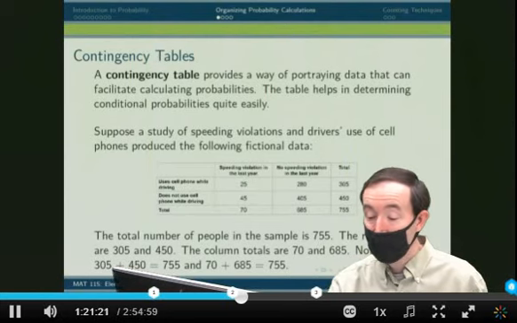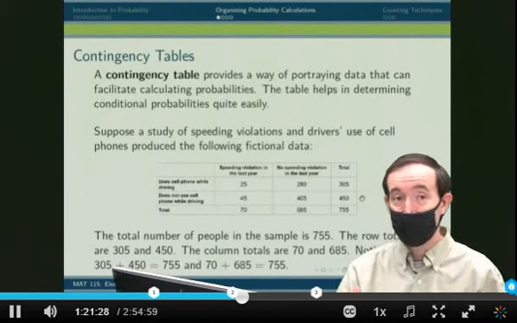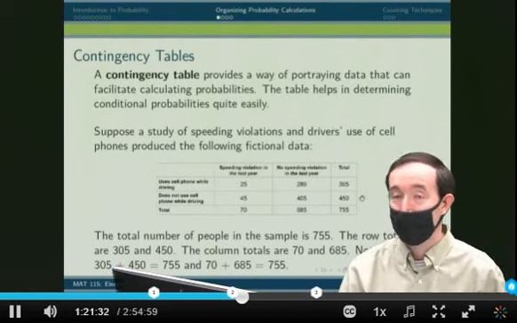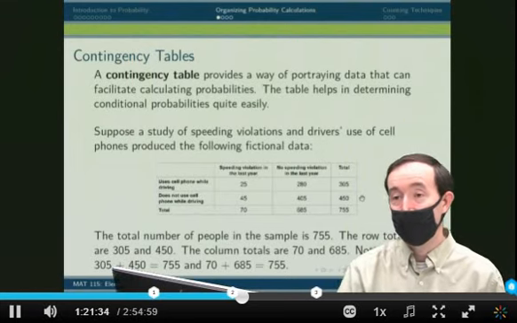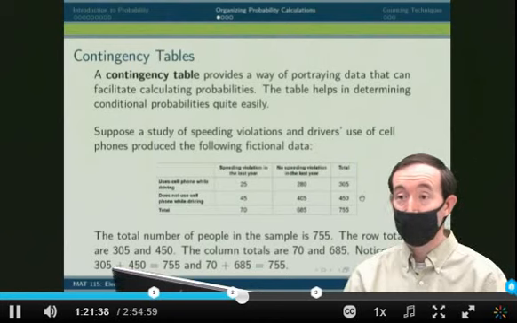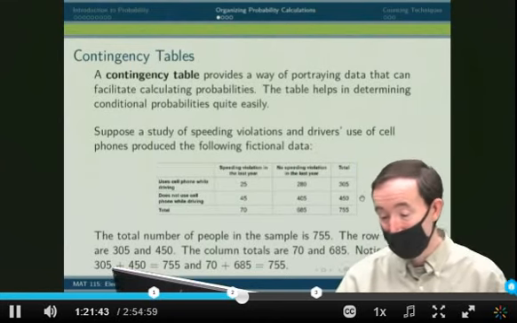On the other hand, 450 out of 755 is the probability that they don't. And it's not an accident that those two things add up to 1 or to 100%. Again, that's the probability of our entire sample space because we're looking at those two disjoint events. They use their cell phone or they don't. So this is how this is organized.